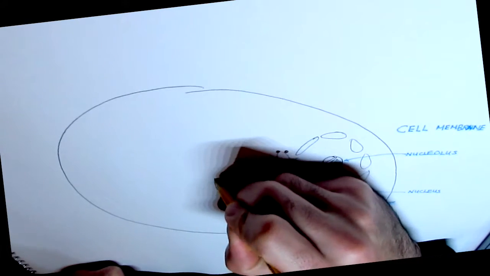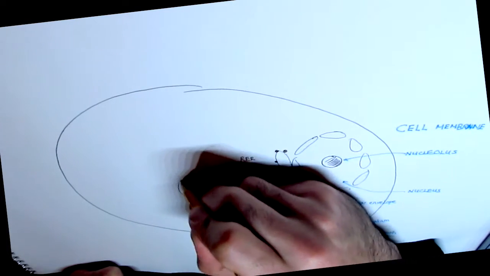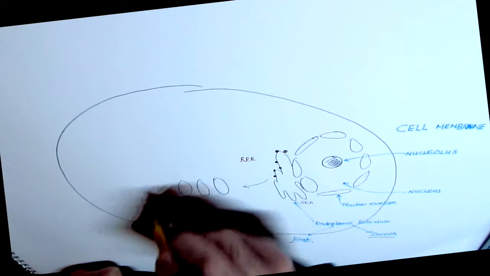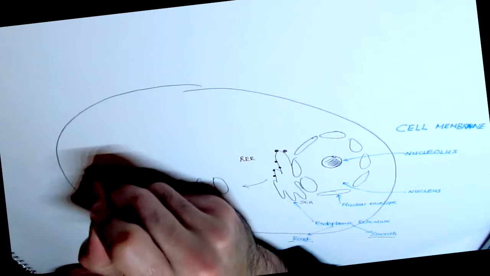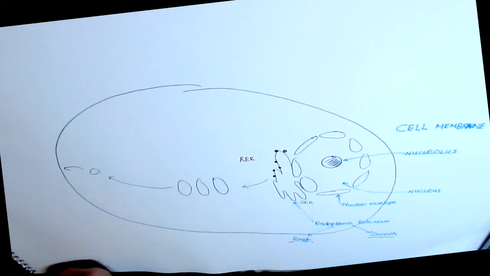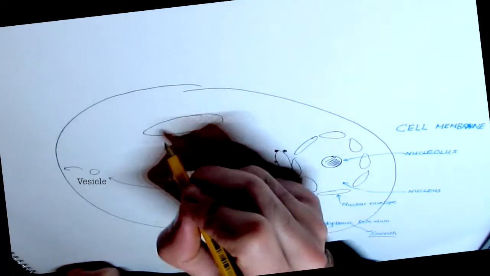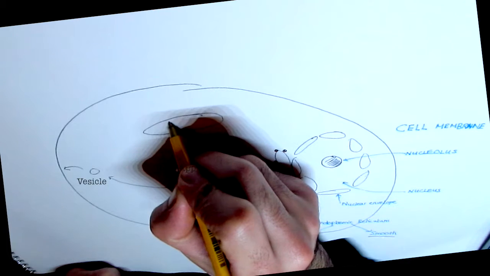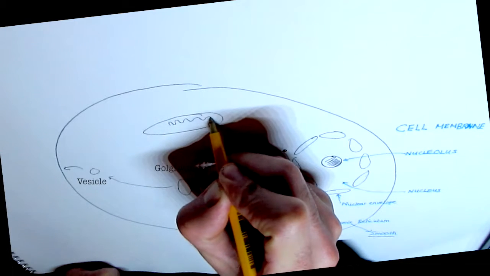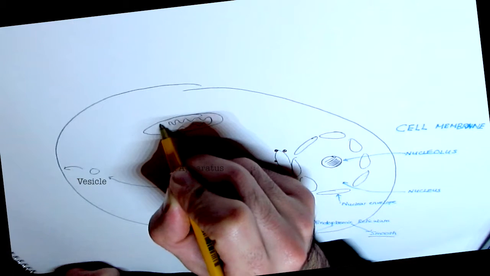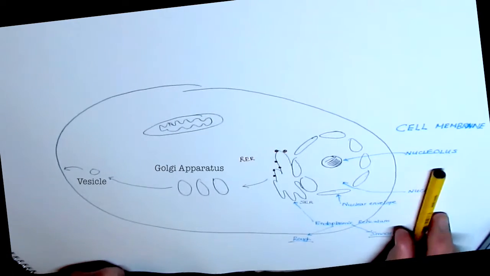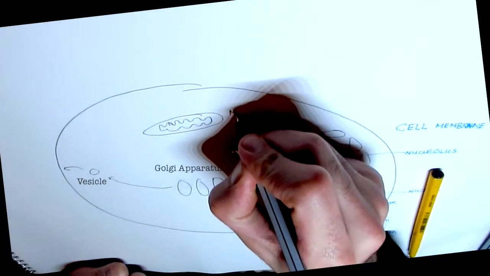In the smooth endoplasmic reticulum, you form lipids and other things which are important to be inserted into the plasma membrane. So when vesicles leave the endoplasmic reticulum, they go to the Golgi apparatus, and then they can go towards the plasma membrane. An important part of the cell, in some eukaryotic cells at least, is the mitochondria.